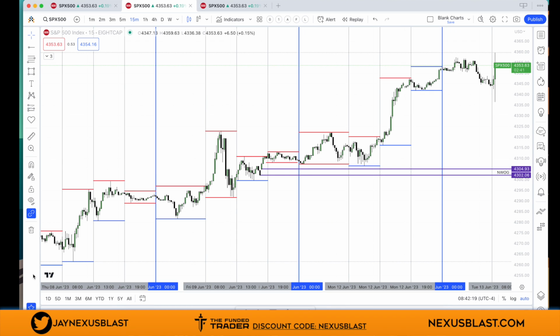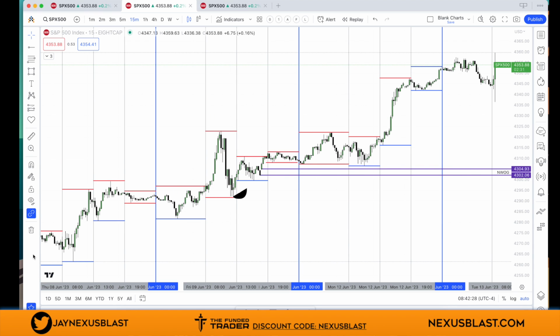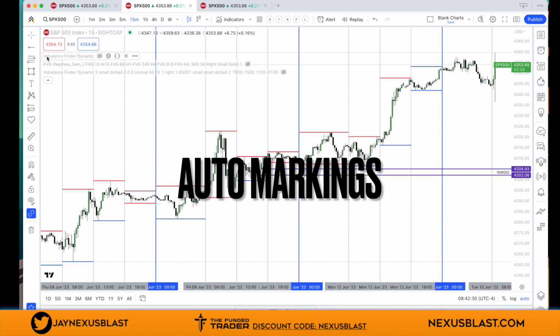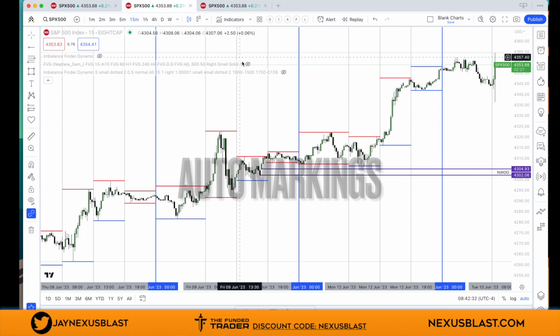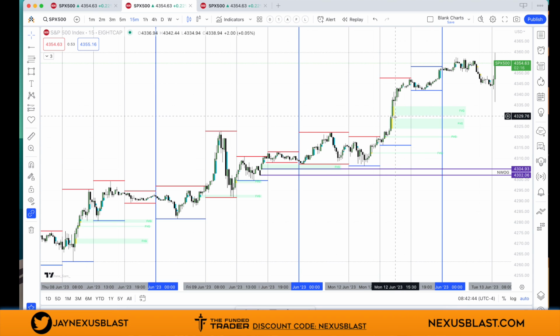People ask me, what indicators do I use for this strategy? Well, there are more of automated markings than indicators, so I use the FVG by Nephew Sam, and I use an imbalance finder dynamic. This lets me see in real time the fair value gaps that have formed and the ones that have formed but have been rebalanced out. I like to use those for future levels.